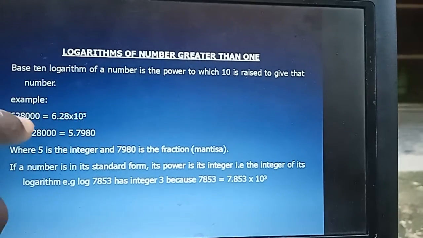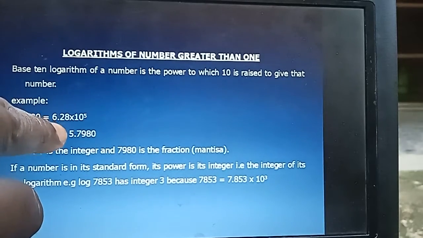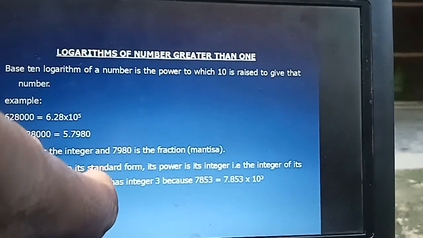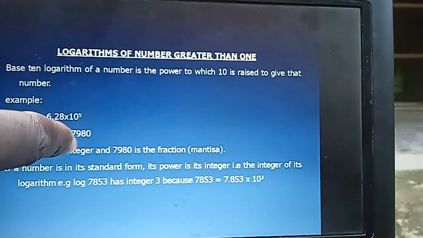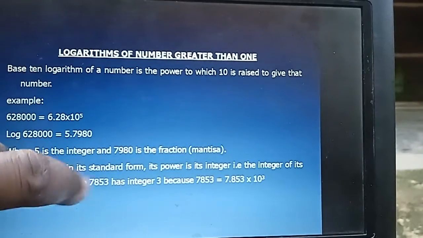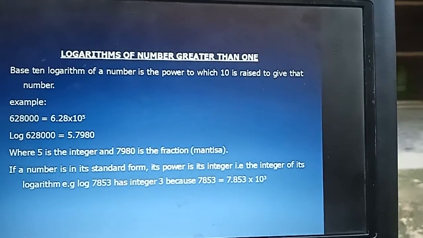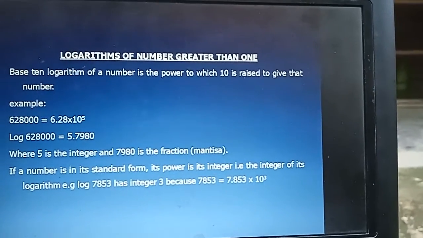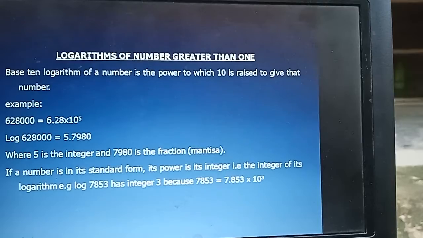62800, how many digits are there? There are 5. Then you should put 6.28 times 10 to the power of 5. Log of 62800 is the same thing as 5.7980 when you press your calculator, where 5 is the integer and 7980 is the fraction. Is that clear? If a number is in its standard form, its power is the integer of its logarithm.